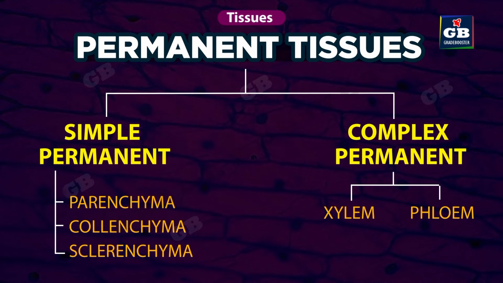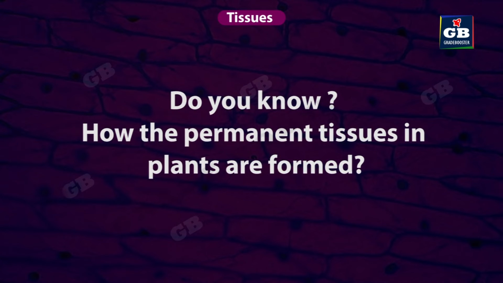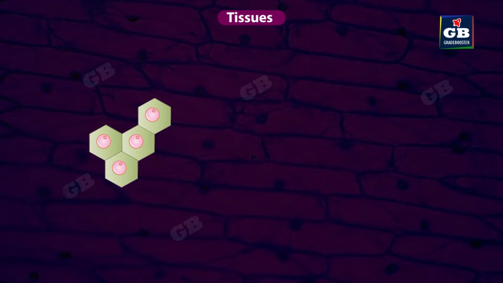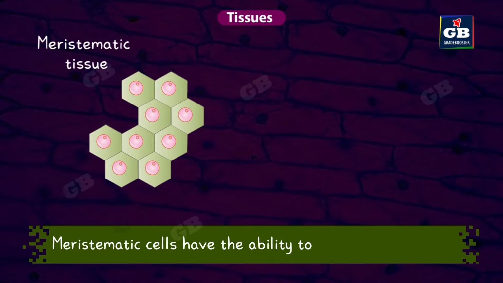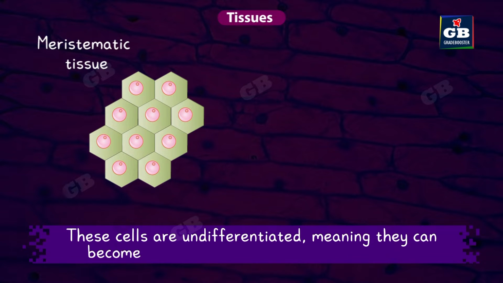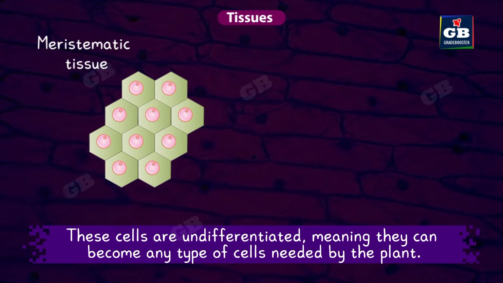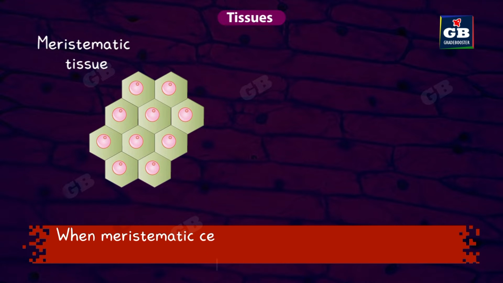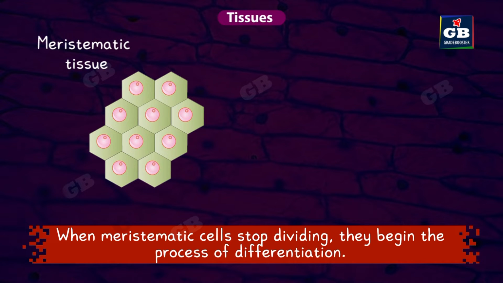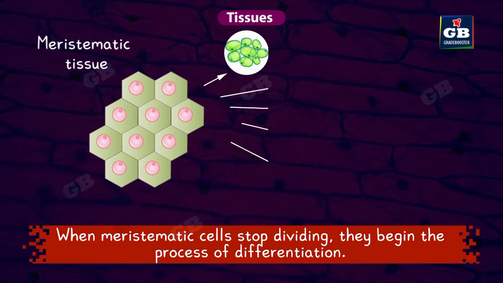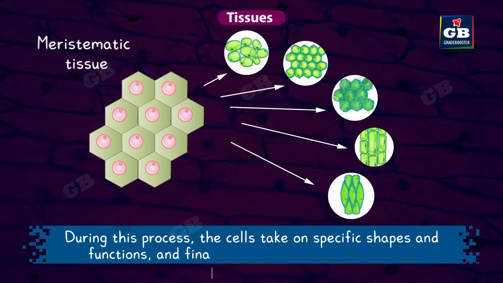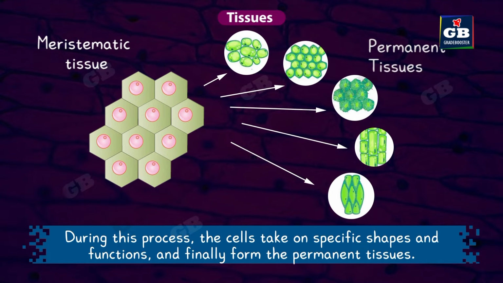Now, let us learn about permanent tissues in plants. Do you know how the permanent tissues are formed in plants? We learnt about meristematic tissues. Meristematic cells have the ability to divide continuously. These cells are undifferentiated, meaning they can become any type of cell needed by the plant. When meristematic cells stop dividing, they begin the process of differentiation. During this process, the cells take on specific shapes and functions and finally form the permanent tissues.